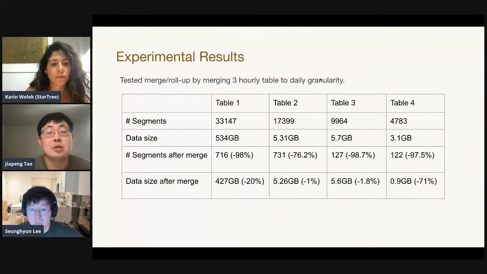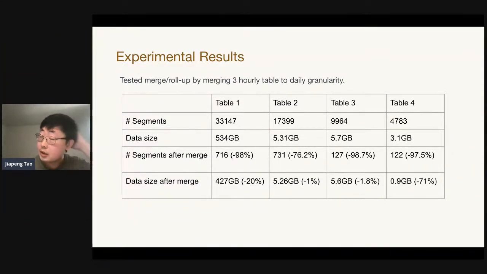We have applied the merge and rollup on several experiment tables in production. We can see some tables have a large number of segments, it could be larger than 30K. After merging, the segment number drops a lot, and we can see there's above 70% compression rate. For the data size, merge and rollup can also improve it, but it really depends case by case. In some cases, the data size is compressed a lot. For example, for table 4, the data size has dropped more than 17%. But for table 2, it only drops 1%.